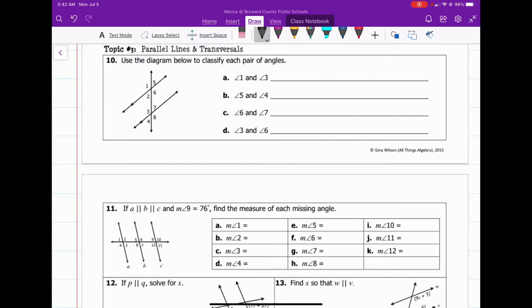And today we're going to be reviewing parallel lines and transversals. So let's go ahead and hop on in and take a look at number 10. First one says, use the diagram below to classify each pair of angles.